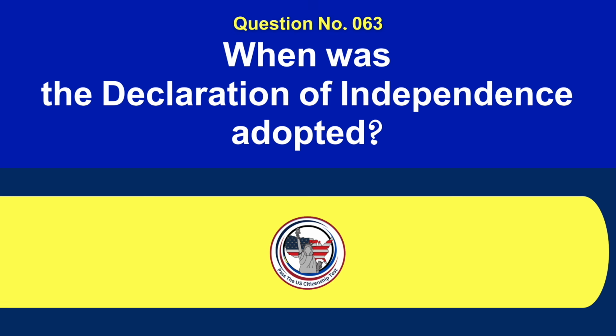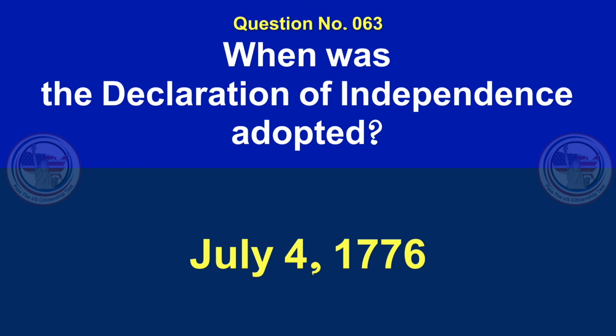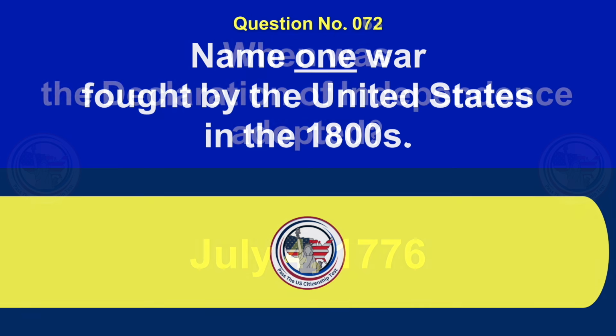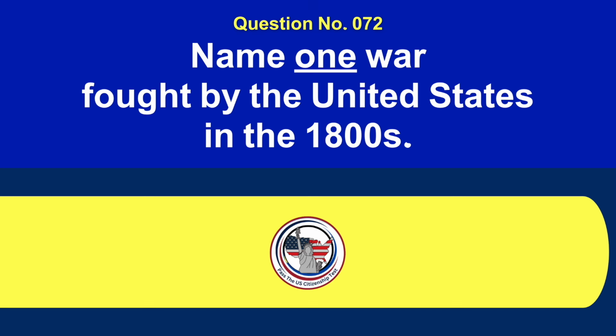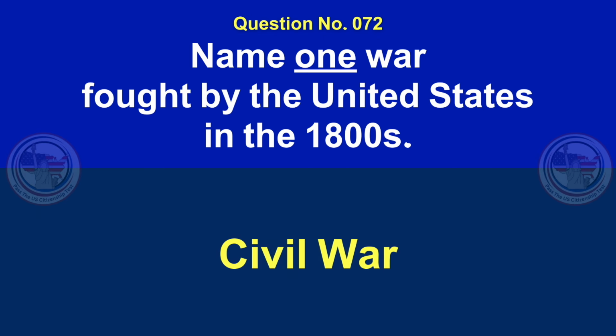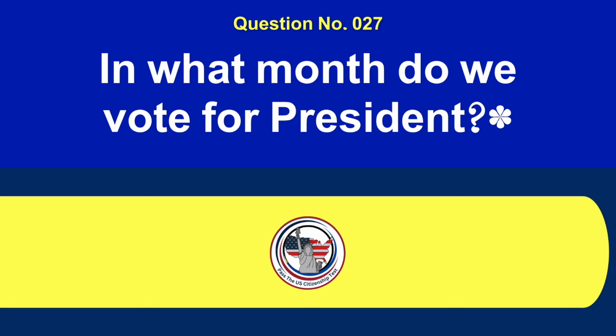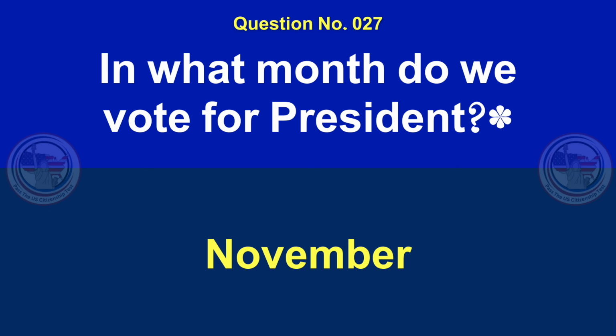When was the Declaration of Independence adopted? July 4, 1776. Name one war fought by the United States in the 1800s. Civil War. In what month do we vote for president? November.